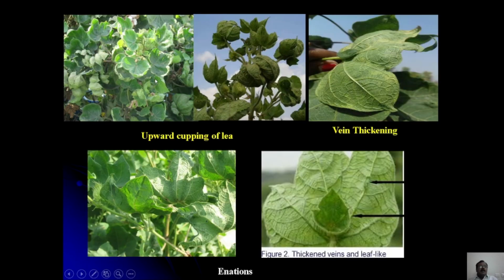This is the typical cupping of leaves, upward cupping of leaf. This is the downward cupping of leaves. Vein thickening is seen in these two pictures. And this is the formation of enation, especially on the undersurface, in the main veins. What is enation? Enations are small lobes or leaf-like structures formed on the undersurface of the leaf of infected plants.